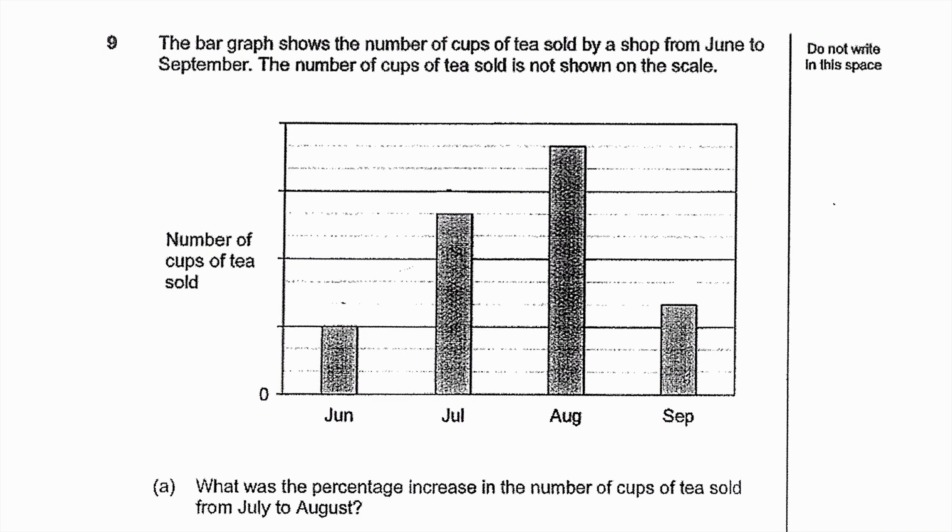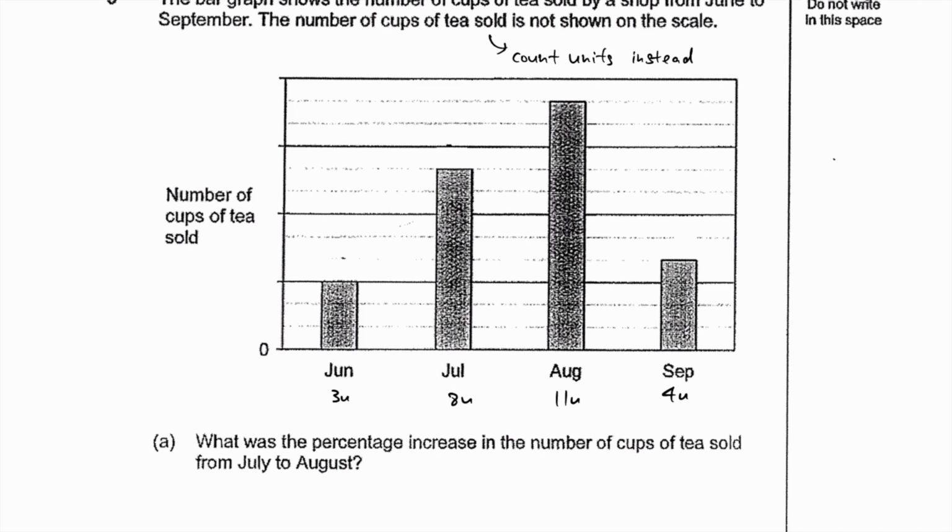Bar graph shows the number of cups of tea sold by a shop from June to September. The number of cups of tea shown is not on the scale. So it's not shown here. We shall count the units instead then. Yeah, this would be 3 units. This is 8 units, 11 and 4. Alright, so percentage increase in the number of cups of tea sold from July to August.